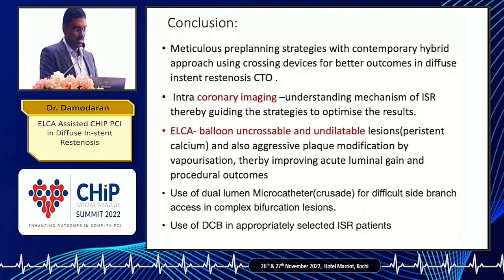And dual lumen catheter, as previous speakers told, is a very, very useful thing in crossing the side branch in difficult complex bifurcation lesions. And DCB, though there is no robust data, there are emerging indications, in fact, in diffuse in-stent restenosis as well as in multiple stent layers in-stent restenosis.